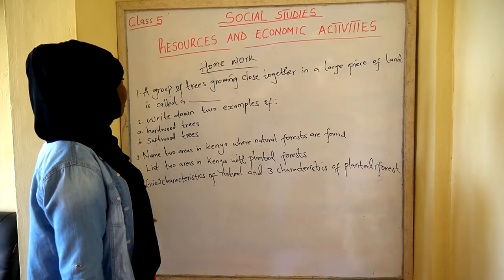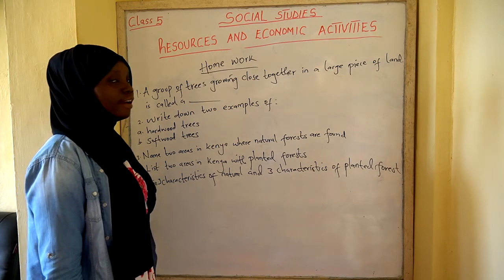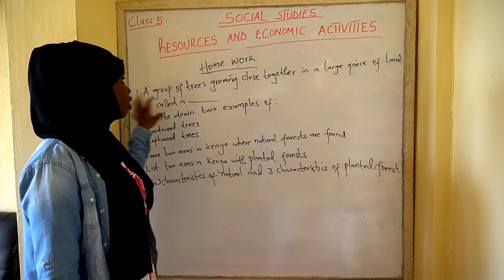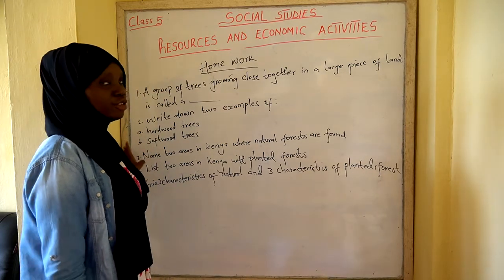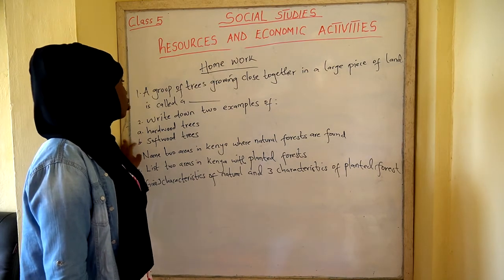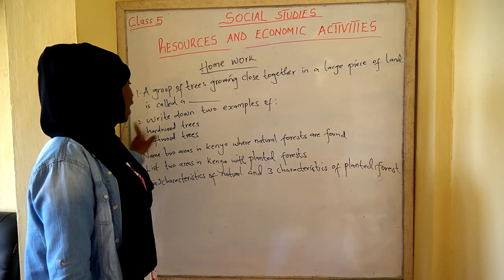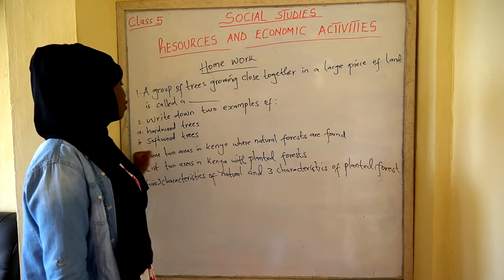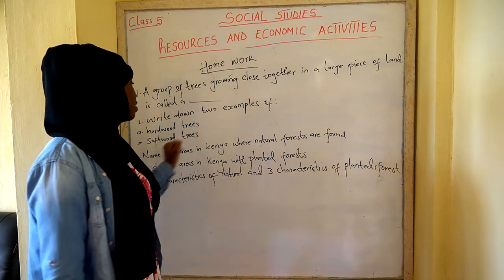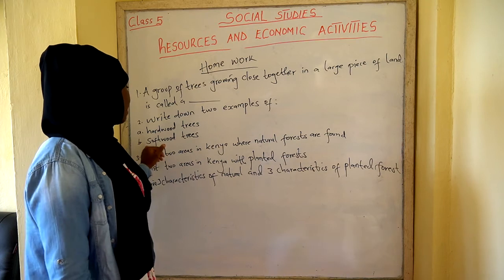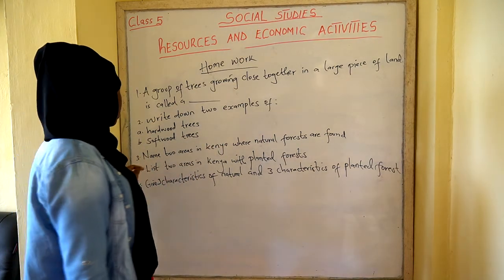Question 1, a group of trees growing close together in a large piece of land is called a dash. Question 2, write down 2 examples of A, hardwood trees, and B, softwood trees. So in A, give me 2 examples of hardwood trees, and in B, give me 2 examples of softwood trees.